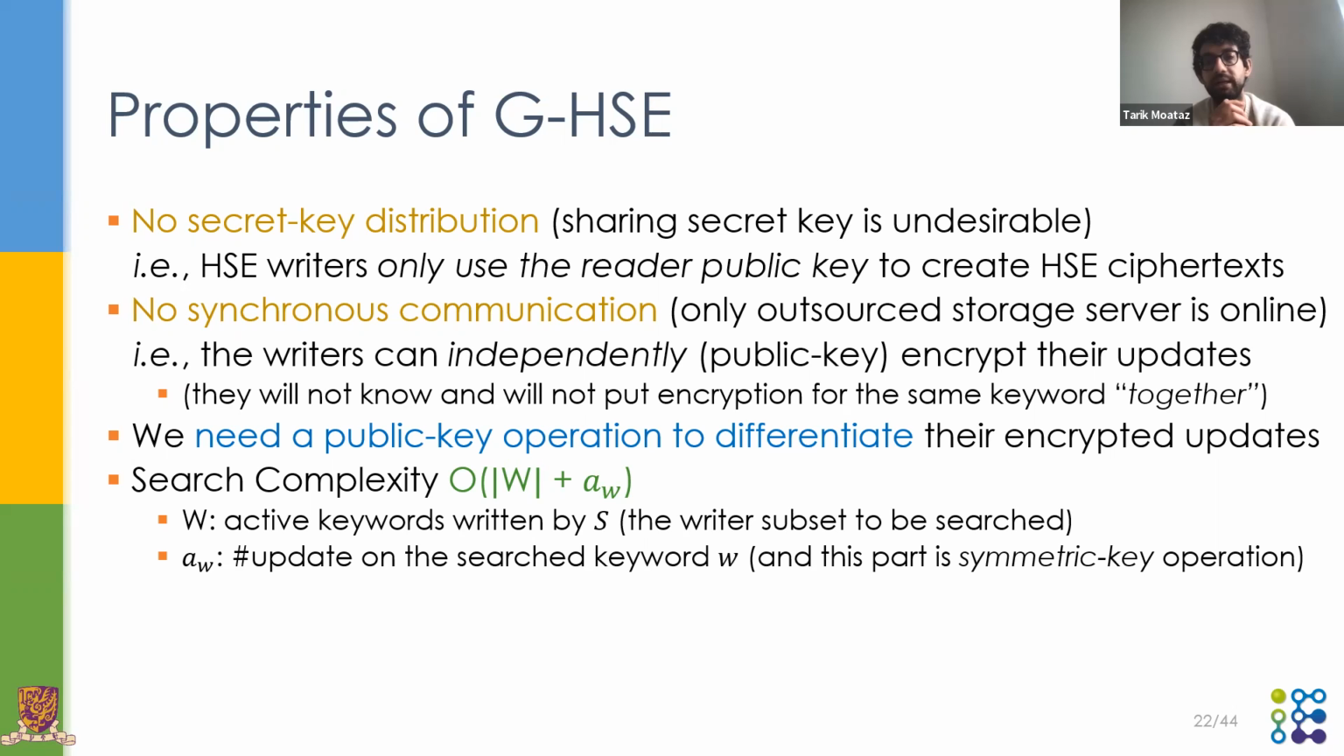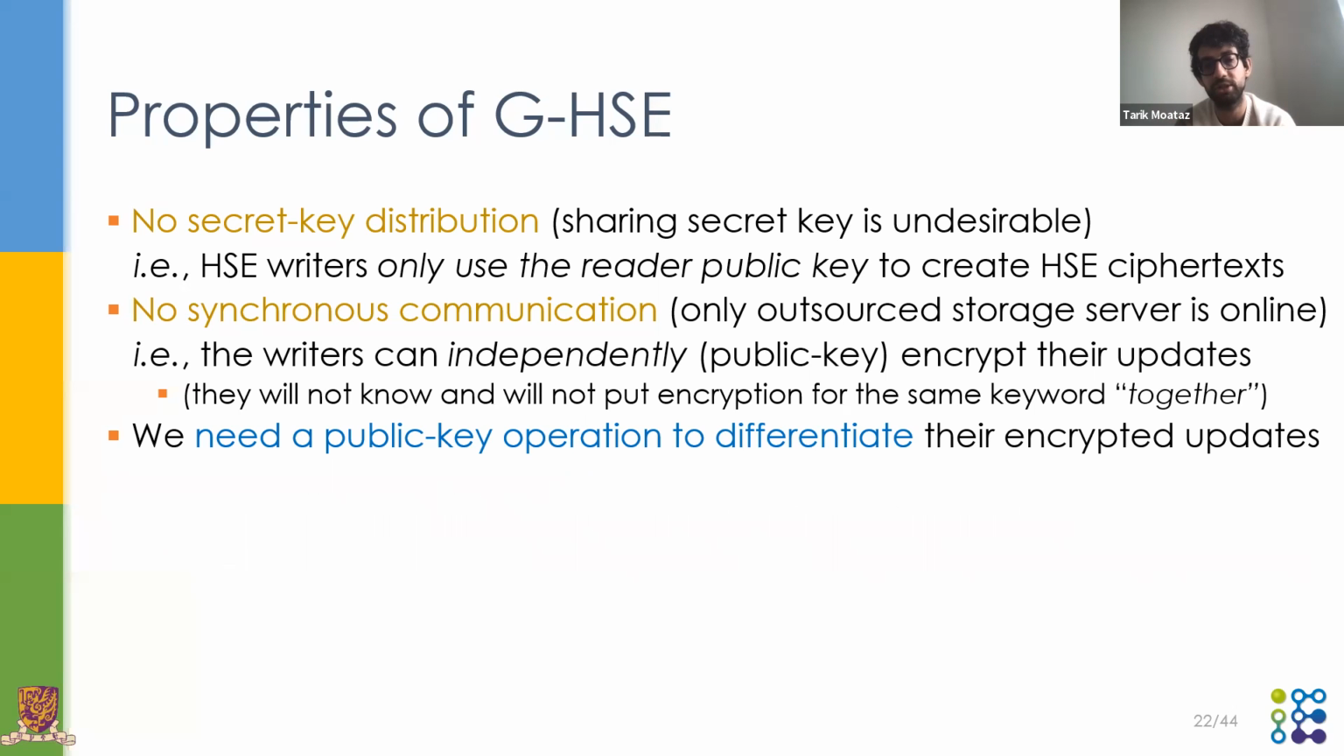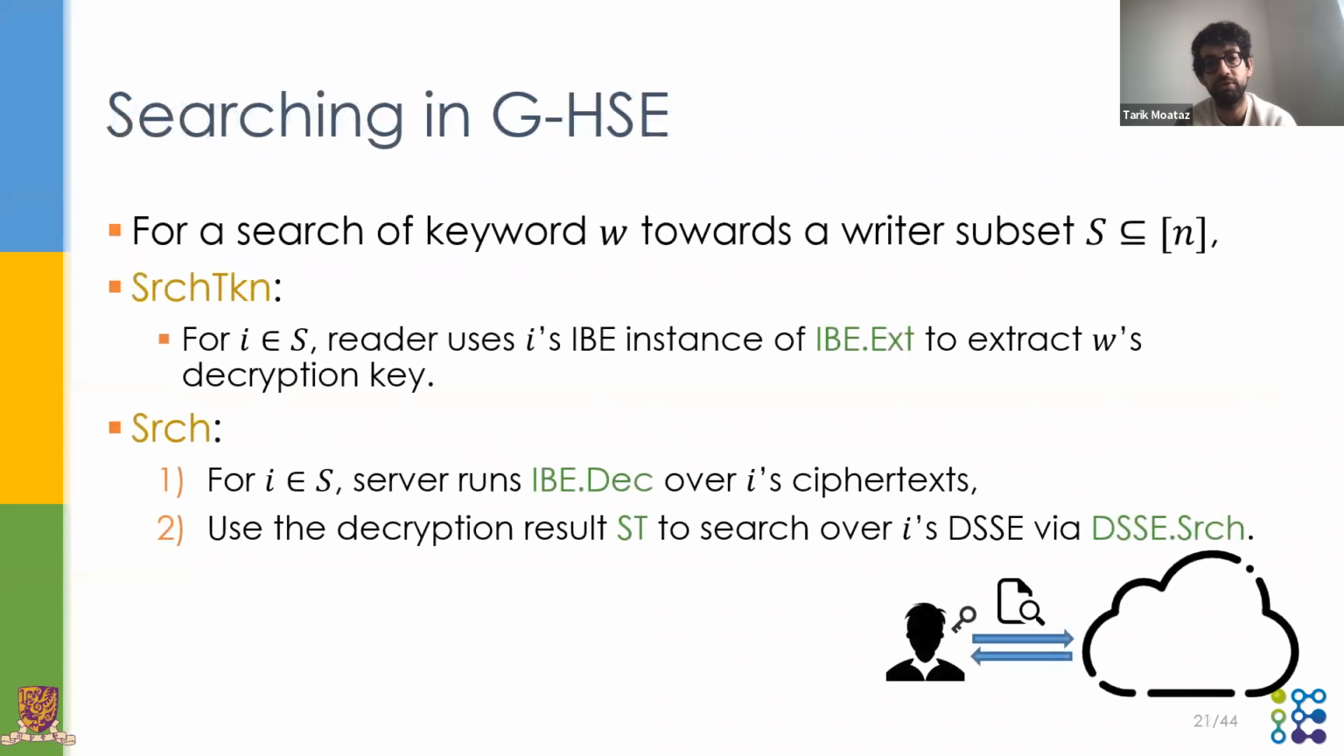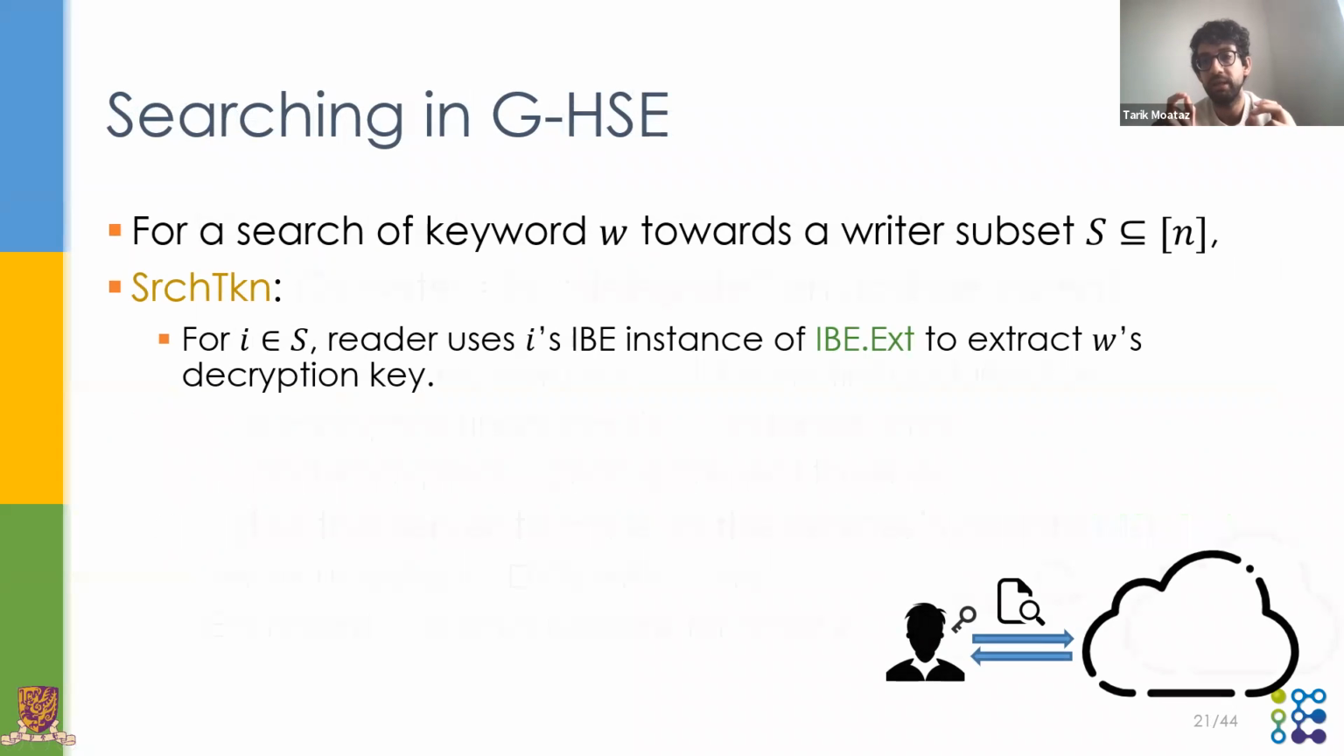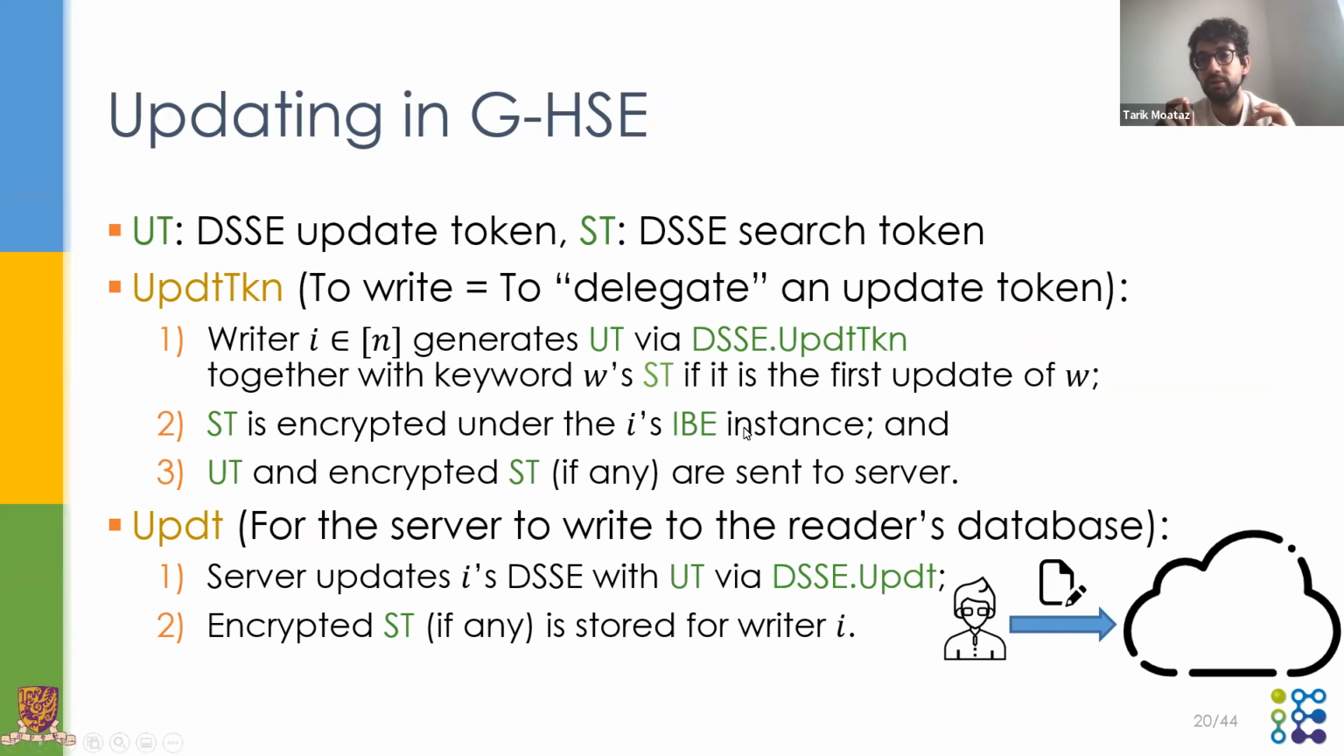I see. Sorry, Sherman, just to repeat what you are saying: if you go to the previous slide in your search algorithm, when you have for i in S, the server runs IBE decryption over the i-th ciphertext. So this step involves a linear search over the active keywords in order to decrypt and output just one search token that you will need. Okay, I see. Yeah, correct.